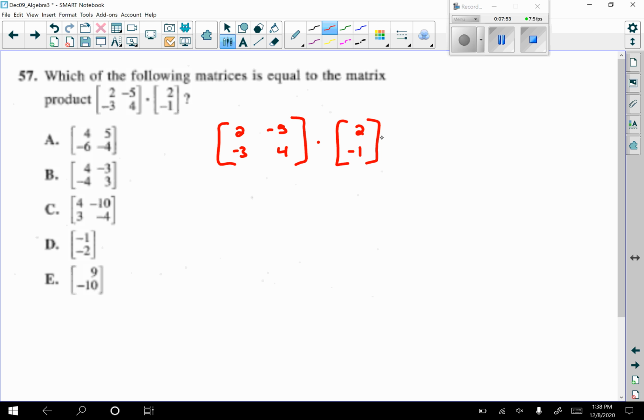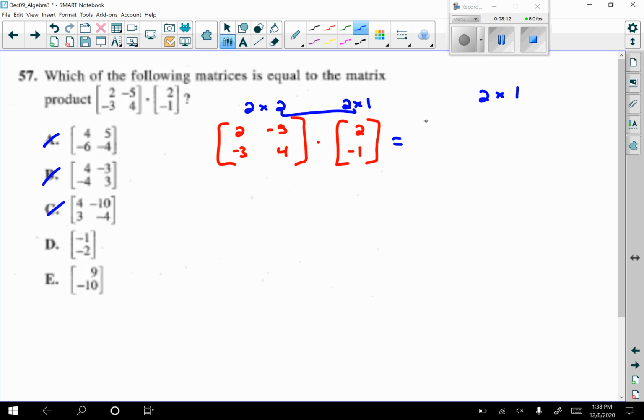Again, if you need more time, pause the video. But let's just take a look here. Here we have a 2 by 2 matrix. Here we have a 2 by 1. So the two middle numbers match, so we're good. Our answer matrix is going to be a 2 by 1 here. So we could rule out A, B, and C, because those are all 2 by 2s.